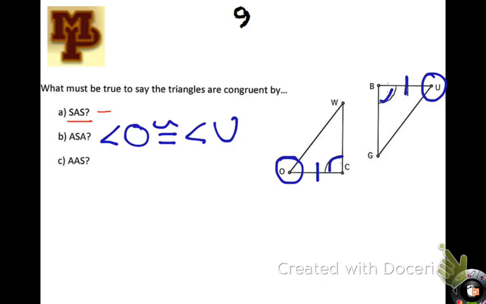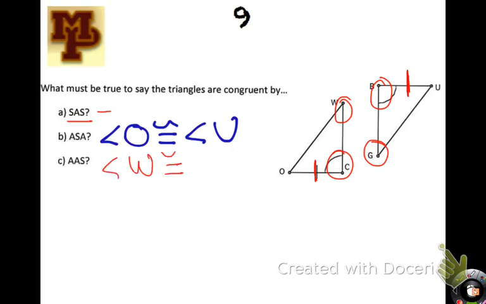Okay? Now, if our goal was to prove the triangles congruent by angle side, then we would need to have an angle, and then a side. It has to be in that order. So that means we would need angle W to be congruent to angle G. And let me just write those other ones back in there. CW is congruent to BU. Okay, good on that.